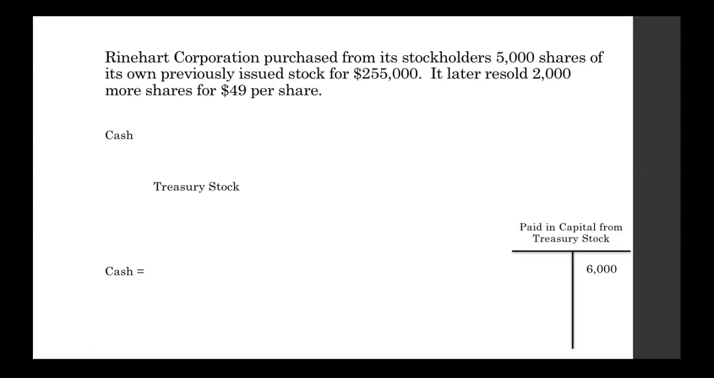So if we figure out the amount for cash, we'll take our 2,000 shares that we're selling and multiply it by our $49 per share amount. So 2,000 times 49 gets us 98,000. So Rinehart Corporation is getting $98,000 in cash right now. So we will debit cash for $98,000. Now, our treasury stock amount. Well, we said it was $51 per share, right? And that $51 continues on throughout this problem. So we initially paid $51 per share. Here we're selling 2,000 shares. So 51 times 2,000 gets us 102,000 for treasury stock. So we will credit treasury stock for 102,000.